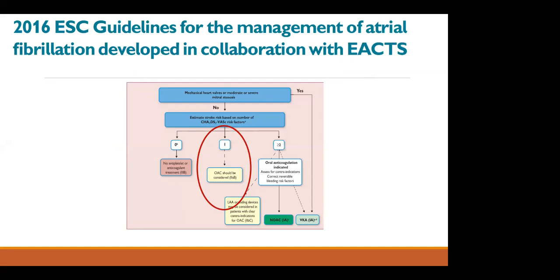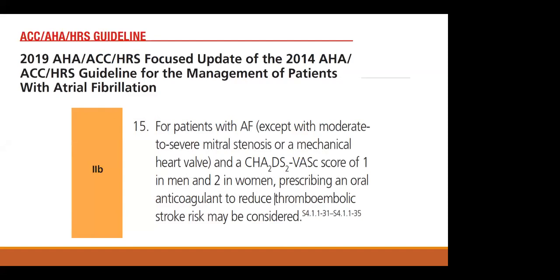a class 2A recommendation to give oral anticoagulants if the CHA2DS2-VASc score is 1. So now if the score is 1 in women, it's reasonable not to give anticoagulation in those patients. If the score is 1 in men and 2 in women, there is a class 2B recommendation. You may consider giving oral anticoagulants in those patients.